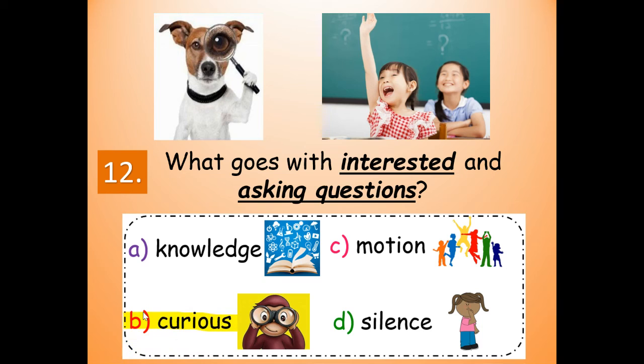Well, this is a tough one, because if you're interested, you may gain knowledge, and if you ask questions, you may gain knowledge. But when you are interested in asking questions, that means you are curious. And if you look at our picture clues, the dog is curious with the magnifying glass, just like Curious George is using binoculars. So, curious goes with interested and asking questions.